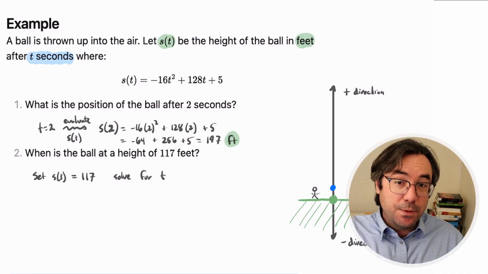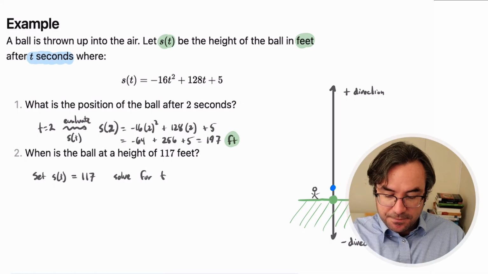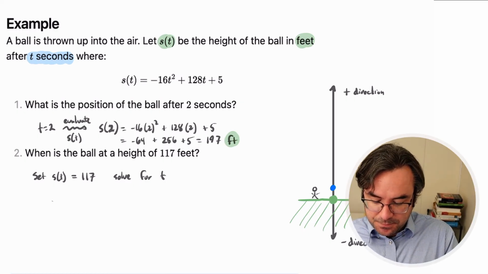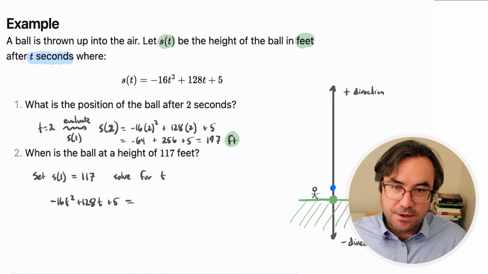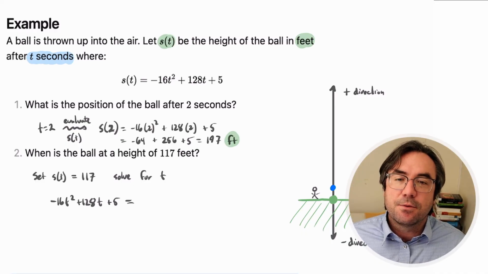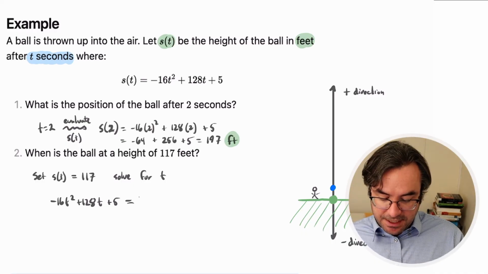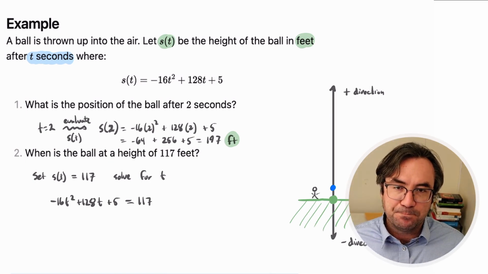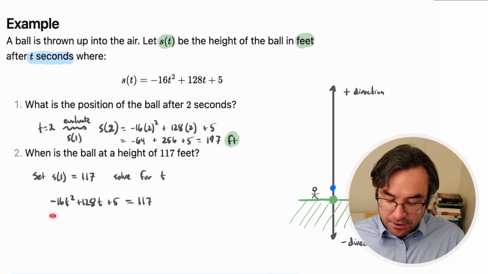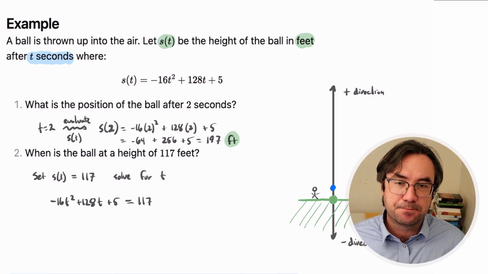All right, so let's see what we get. Let's set our function. We'll get negative 16t squared plus 128t plus 5, just our regular position function there. And we're going to set it equal to 117. All right, so we want to solve this equation for t.